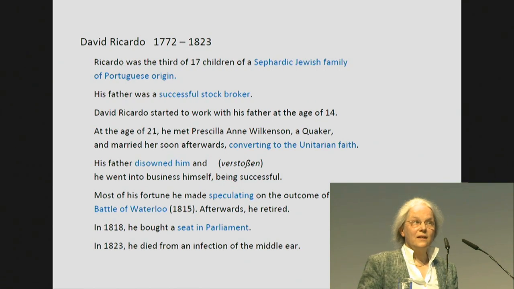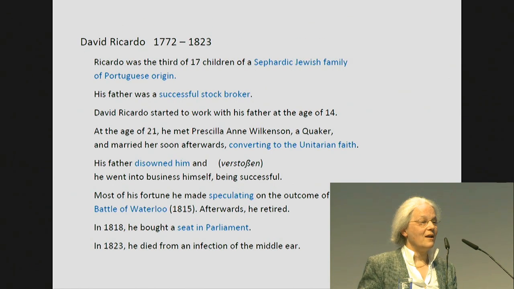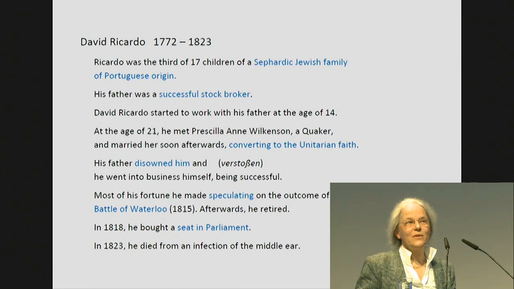In 1818, he became a member of parliament, and at that time you became a member of parliament buying the seat from somebody. So he bought the seat in parliament from a member of parliament who resigned. And already in 1823, he died from an infection of the middle ear at the age of 51.